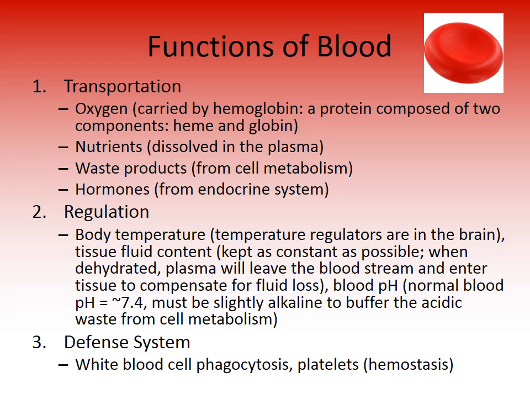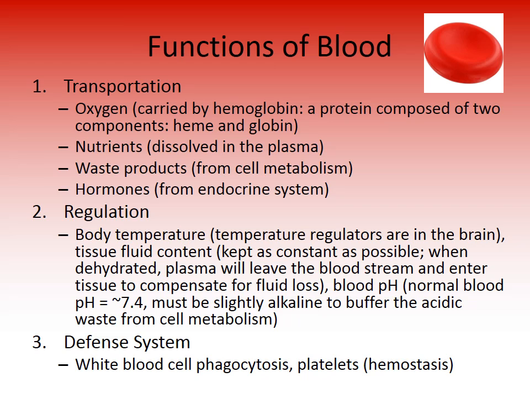So the functions of blood. The first function of blood is transportation. Oxygen is carried by the hemoglobin, okay? And remember, hemoglobin is the inside content of a red blood cell. Up here at the top corner, you can see a red blood cell, and inside that there is like a goo, and that goo is hemoglobin. Hemoglobin is a protein composed of two components, heme and globin, and that's what carries the oxygen.